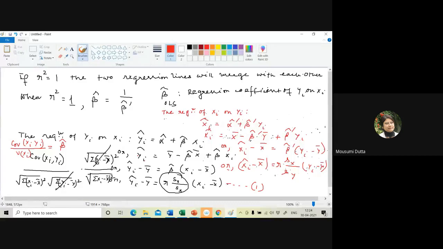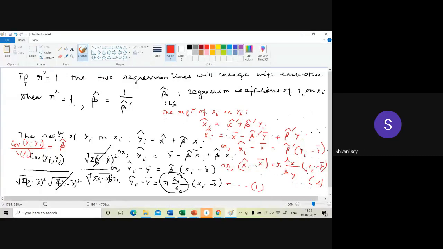All these things are in your hand. Beta hat is equal to 1 upon beta hat prime. This you know. Miss, when you substituted the value for xi minus x bar in the last equation, shouldn't it be divided by beta hat in equation 2? I simply wrote the equation in terms of beta hat prime, and beta hat prime is r sx by sy. I didn't get your question, Shibani. Would you please repeat?